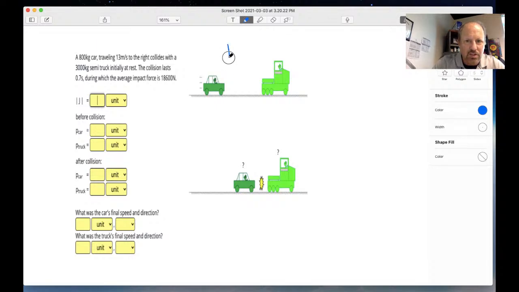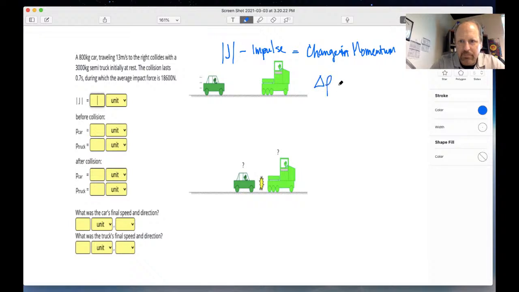Remember, J, absolute value, is impulse. And impulse, which is equal to change in momentum. So change in momentum is equal to mass times change in velocity, because the mass isn't changing.